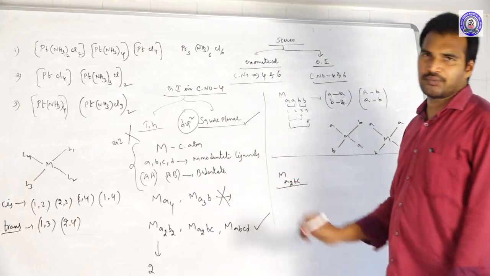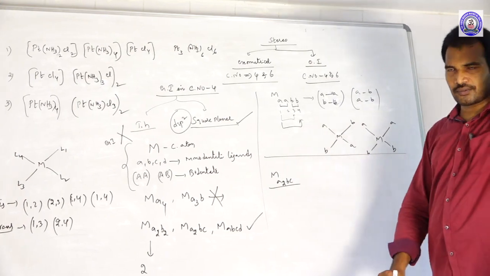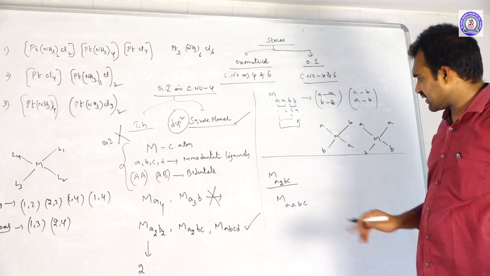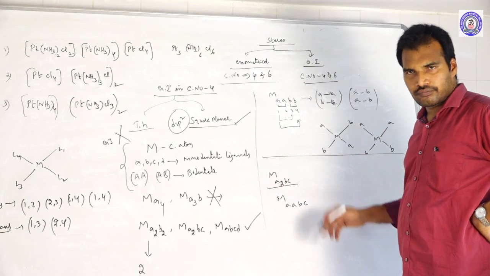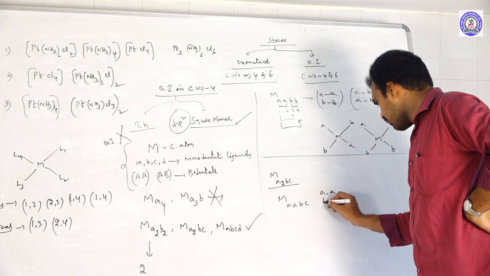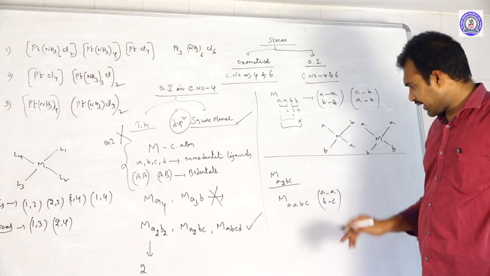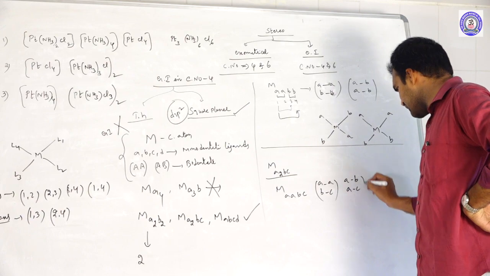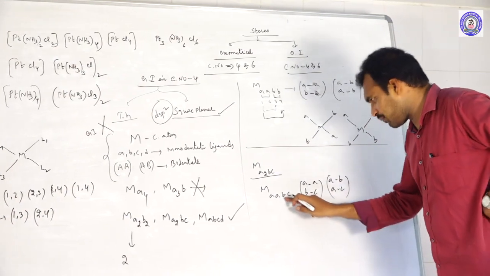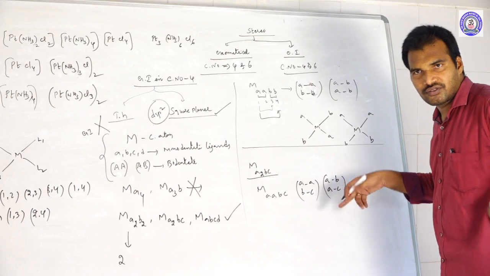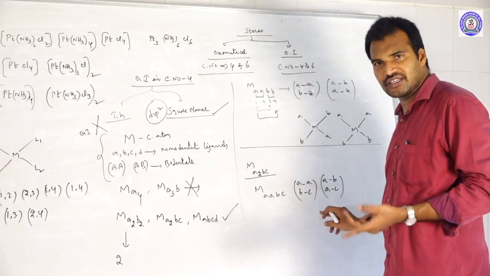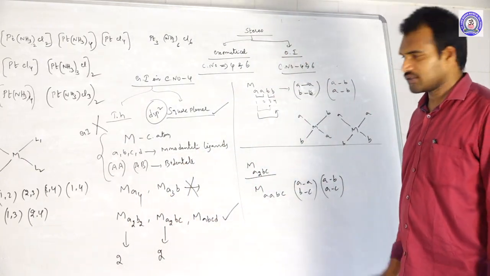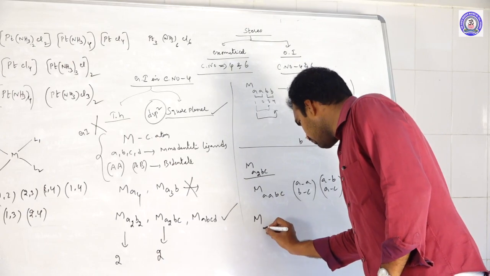Ma2BC. Now in Ma2BC, how many isomers are possible? MAABC. First 1, 2, 3, 4. So that means AABC is one isomer. Next ABAC is another isomer. Next ACAB, which already came. There was no other option. So how many possibilities does it have? 2 possibilities. So Ma2BC has 2 geometrical isomers.